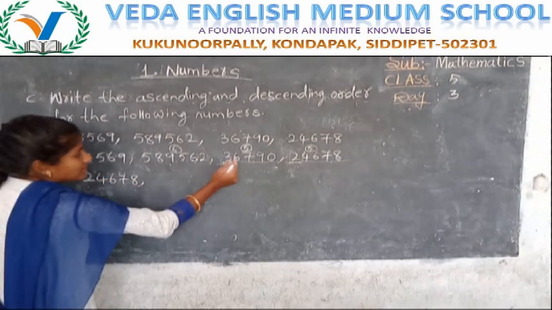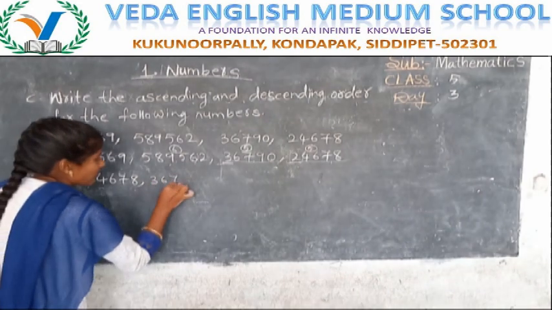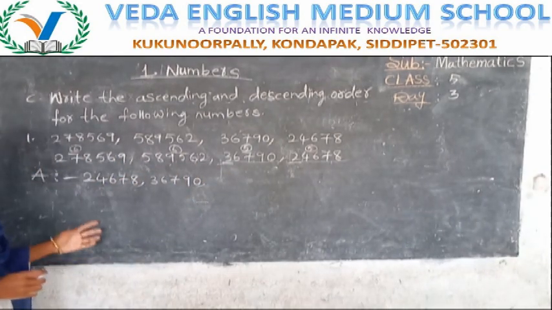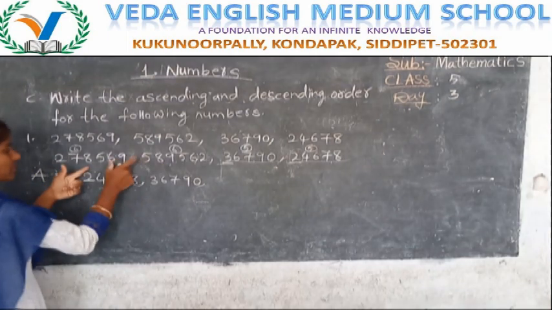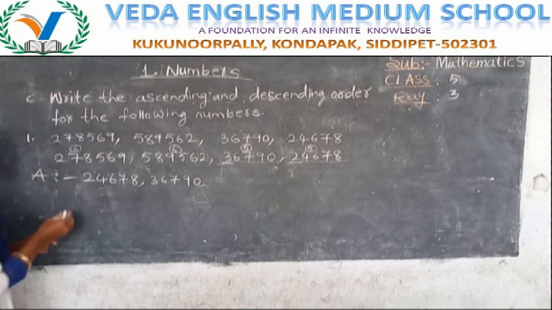Next 3, 6, 7, 9, 0. Now both 5-digit numbers are completed. Now come to the 6-digit numbers. Both are 6-digit numbers. If the digits are equal, then you have to compare the first number.